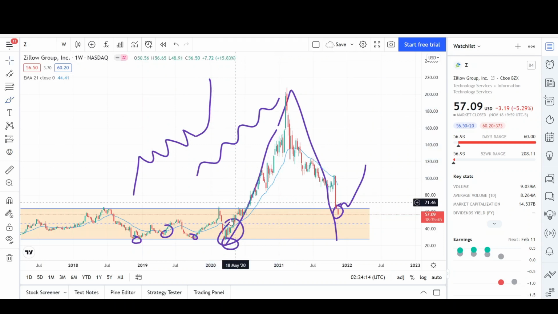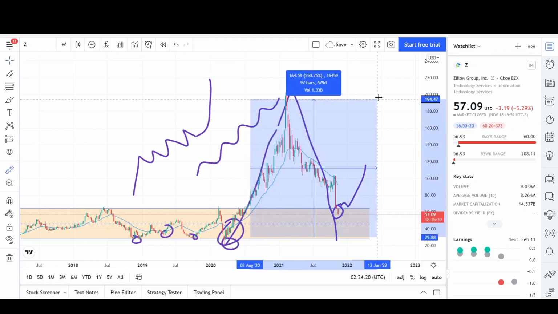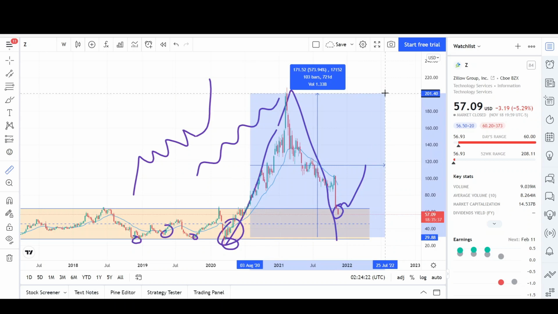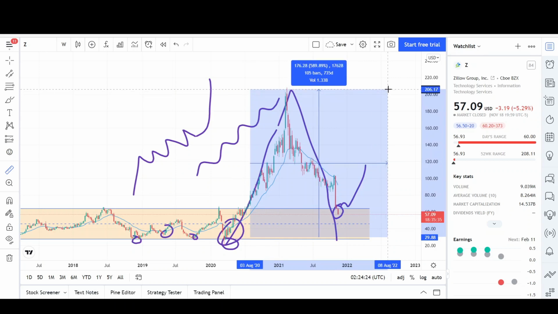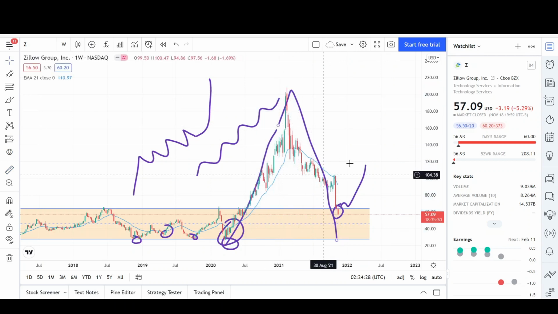But for something to just shoot up for 1 year, and let me look at the percentage gains if someone bought at the $29 level. So someone already made about 5 or 6x their money in 1 year. So that's not sustainable. There is going to be a pullback, and that's exactly what happened.